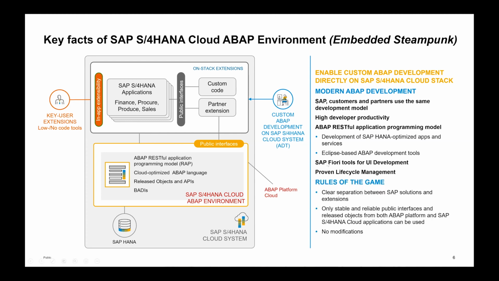The rules are there is a clear separation between the SAP delivered solution and extension. Extensions can always be developed for the released objects, but the released objects cannot be modified. And these interfaces are upgrade stable and reliable. And they are all the released objects from ABAP platform here. And the S/4HANA cloud applications, all the APIs are released on the same S/4HANA cloud system and no modifications.